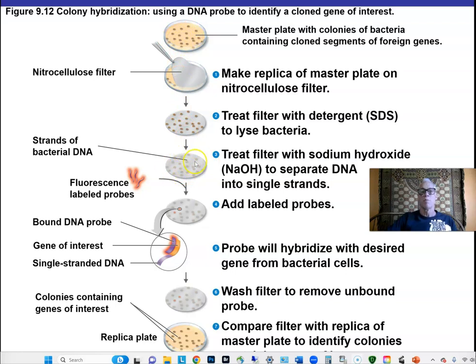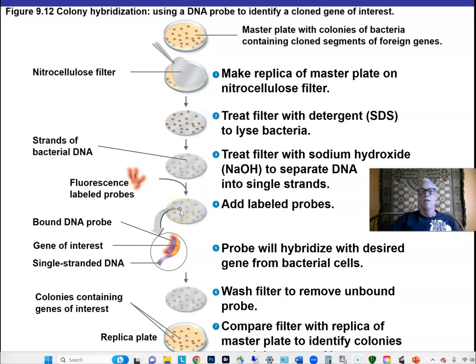We can mark this with a special ink so that we can see exactly where it came from on this plate. And then we can probe it. A probe is like a primer, only it has some kind of a tag on it to make it visible. So we have a short synthetic piece of DNA that's complementary to our gene of interest. And it's got either a fluorescent dye on it, or it might even have a little radioactive atom on it. And then we can let that hybridize, and it will only stick where there's a complementary sequence.